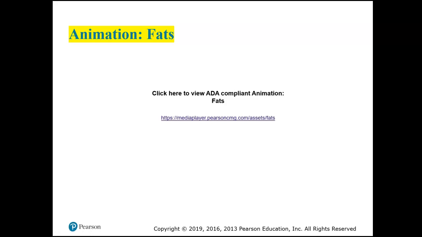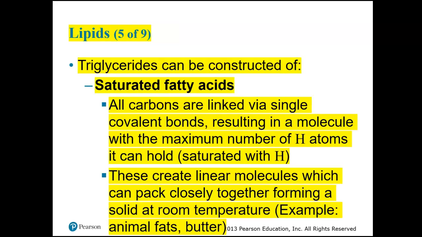This is a good animation to watch on fats, and it is slide number 31 if you want to write that in your notes to go back and look at slide 31 later.